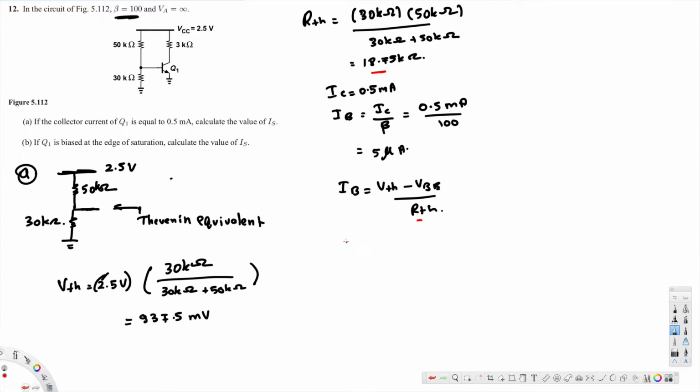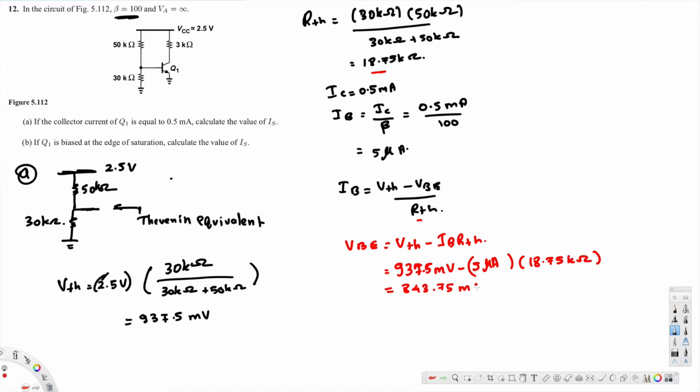If we rearrange this in terms of VBE, VBE is equal to Vthevenin minus IB times R Thevenin, and let's plug in all the values. Vthevenin is equal to 937.5 millivolts minus IB, which is 5 microampere, multiplied by R Thevenin, that is 18.75 kilo ohm, and that gives us 843.75 millivolt.